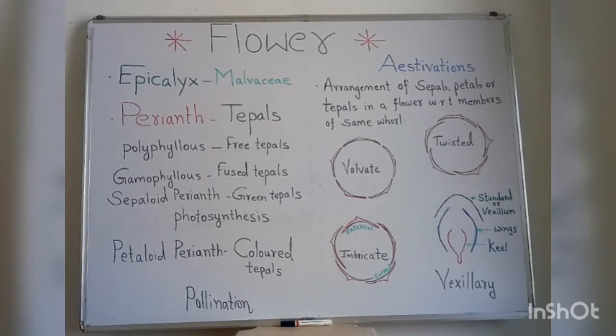Epicalyx is the characteristic feature of family Malvaceae and it is protective in function. The examples of Epicalyx are China rose and lady's finger.